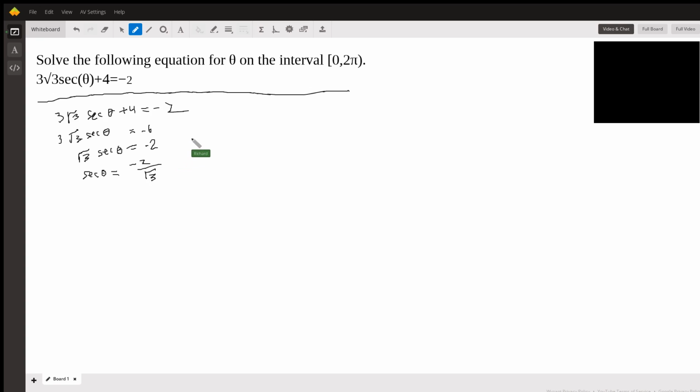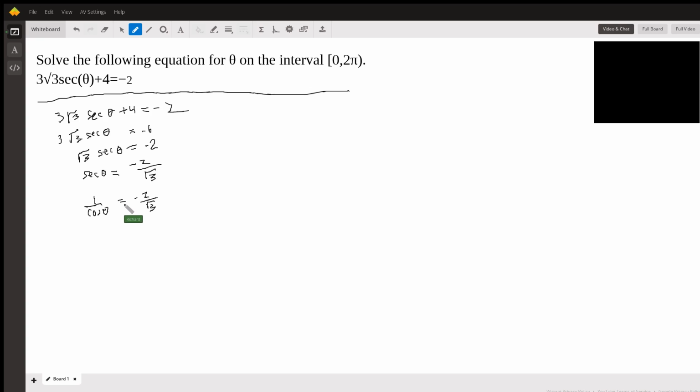Okay, so far so good. Fairly simple. Just isolating, I'm sort of like peeling the layers of an onion. I'm just isolating that secant. It's -6, -2. Yep. Okay, now the secant, you're supposed to know that secant is 1 over the cosine. So this is really 1 over the cosine of theta equals -2 over root 3.